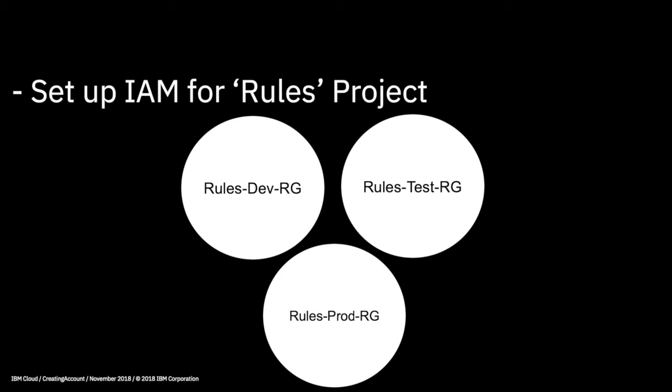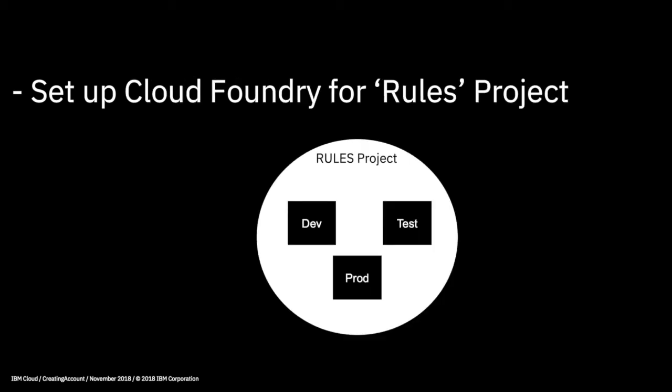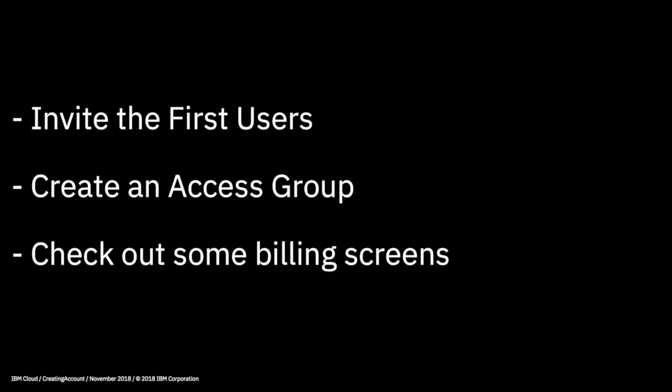I then logged back in as a pay-as-you-go account to cloud.ibm.com, and I then set up IAM for the rules project. So I created a rules dev resource group, a rules test resource group, and a rules prod resource group. I then set up Cloud Foundry for the rules project. So I created a rules organisation and then a dev, test, and prod space. After doing that, I went through inviting the first user. I created an access group and assigned some rights to the access group, and then assigned a user to the access group so that they could access some cloud object storage that I created. We then checked out some billing screens, and in particular we looked at some of the payment notifications.